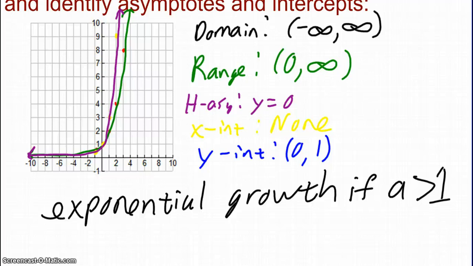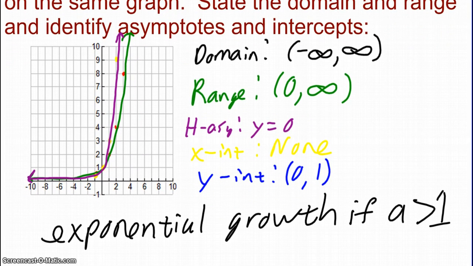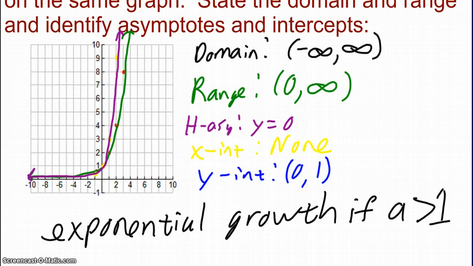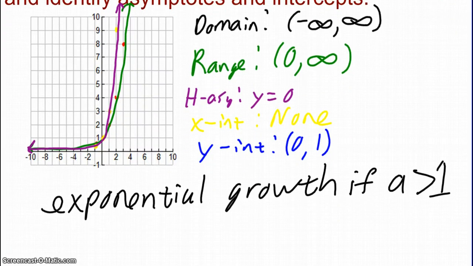Here we can see our graphs. So the green function is the 2 to the x, the purple function is the 3 to the x. We can plot a couple of exact points by plugging in values. So I plugged in -1, 0, 1, 2, and then 3. And this is another example of exponential growth. So the 2 to the x is actually the exact example of what we had on the last problem with the money. So when we were doubling each increment, that's 2 to the x. So 2 to the x occurs if a is greater than 1.